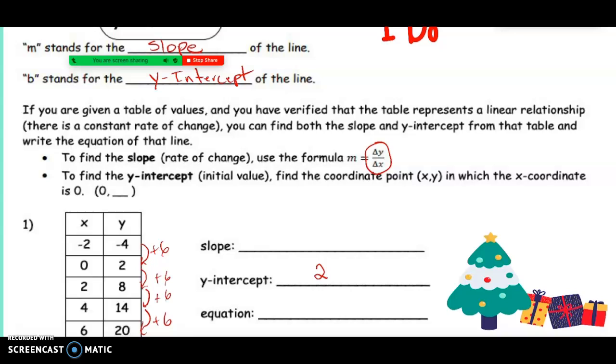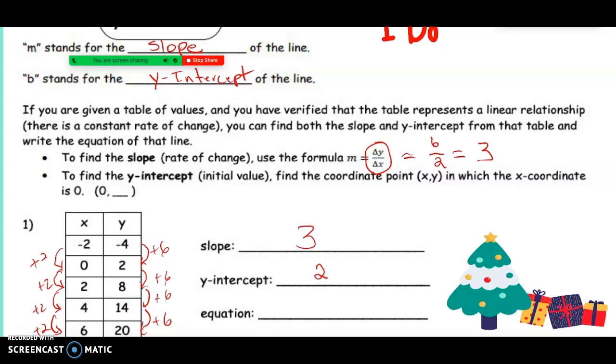Now let's figure out our change in x. Well, from negative 2 to 0 is plus 2. From 0 to 2, plus 2. From 2 to 4 is plus 2. And from 4 to 6 is plus 2. So our change in y is equal to plus 6. Our change in x is equal to plus 2. Now we have an improper fraction, and we can always divide 6 by 2 to simplify it, and that would give us 3. So therefore our slope is equal to 3.